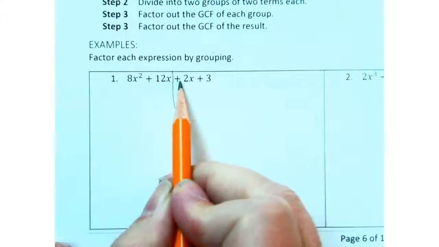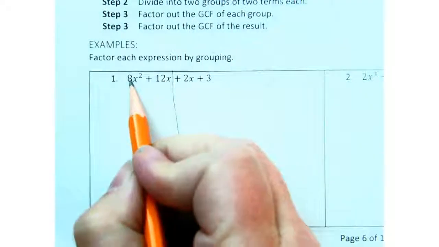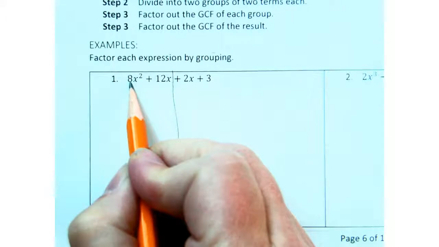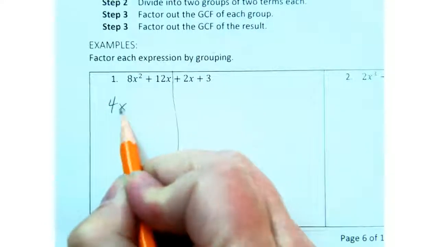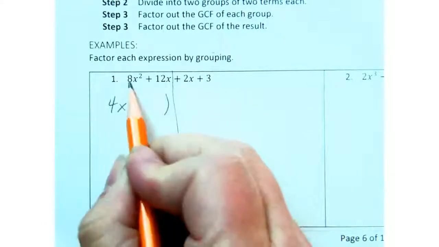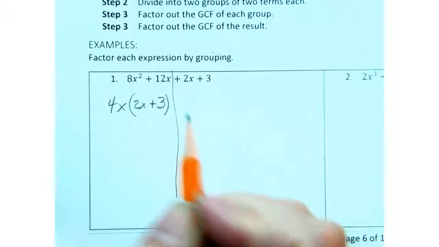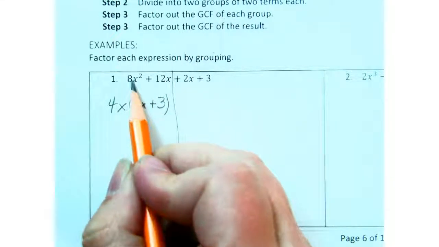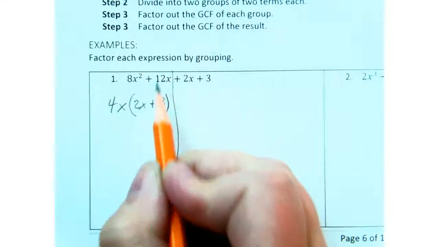Now factor out the GCF of the first 2 terms. In this case, it is 4x. The GCF of the numbers is 4, and the lowest power of the variable is 1. Write 4x and a parentheses. 8x squared divided by 4x is 2x. 12x divided by 4x is 3. Now check by multiplying. 4x times 2x is 8x squared. 4x times 3 is 12x.